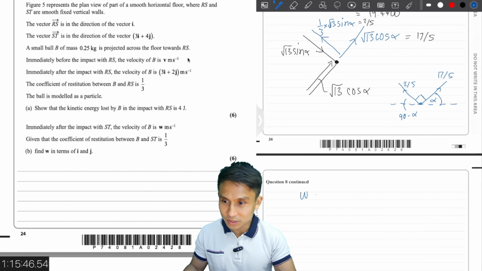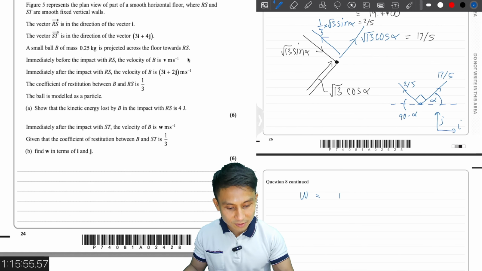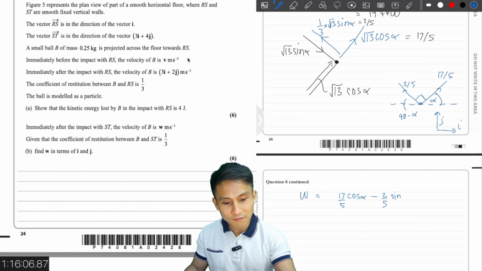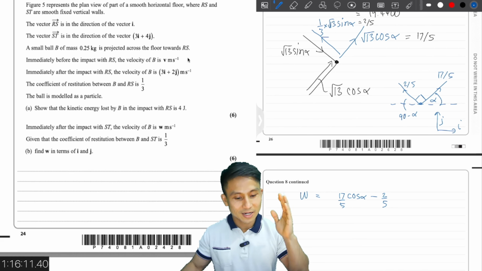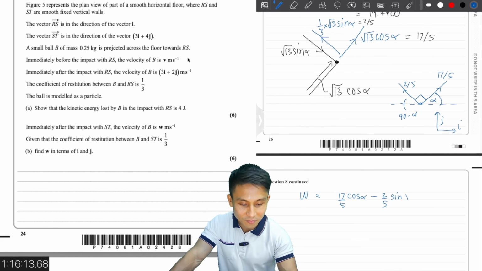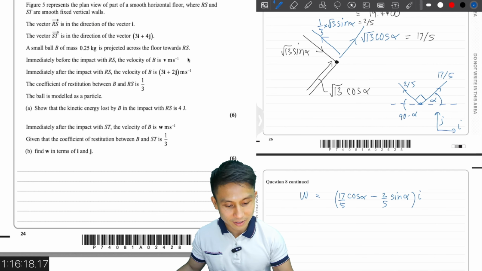So W is just going to be to the right, yeah, positive to the right and up, right? Because that's I and J there. So we have 17/5 cos alpha to the right minus, because you also have 2/5 to the left, so you need to subtract sine. So you have cos 90 minus alpha. That's basically sine alpha. Okay, that's for the I alone.